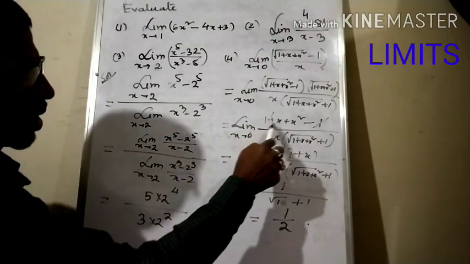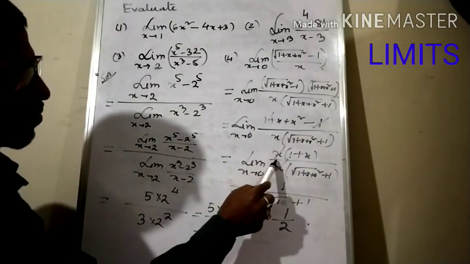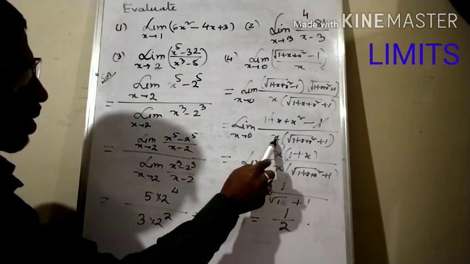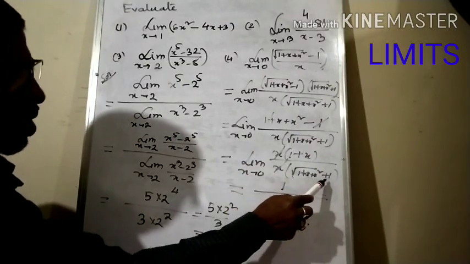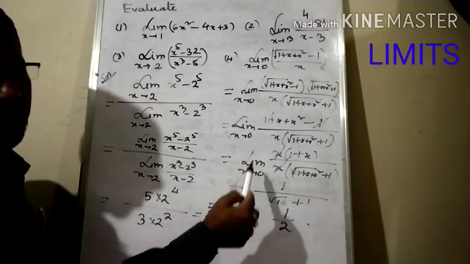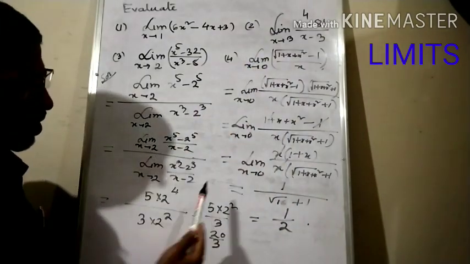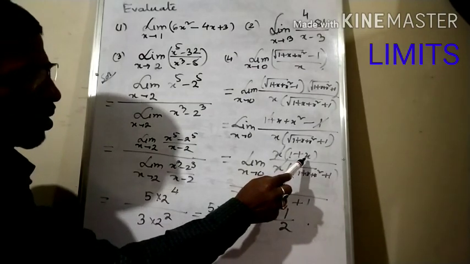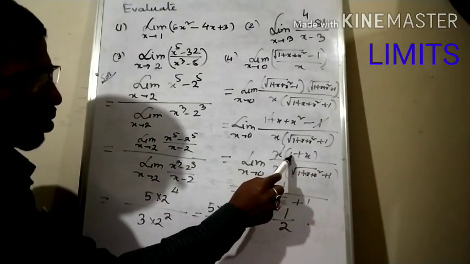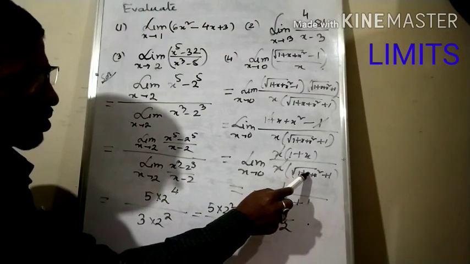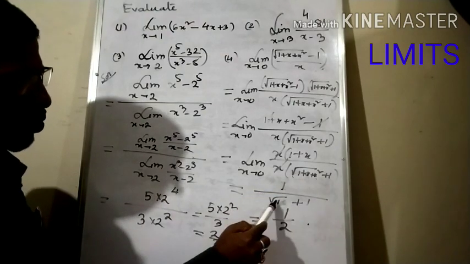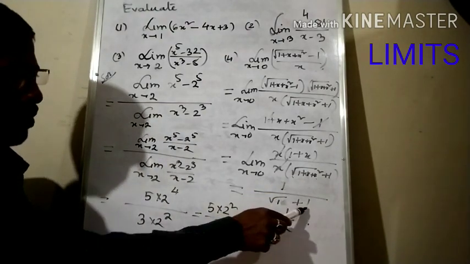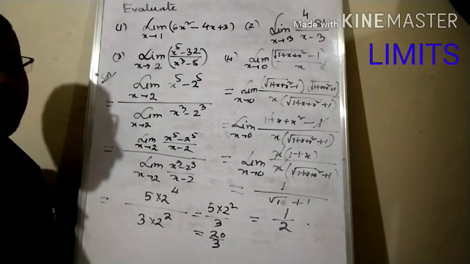So 1 cancels. From x square, if you take x common, it is x by x into root over 1 plus x square plus 1. X cancels, for which the function was undefined, so it goes. Now we can put x equals 0 easily, as the function has a definite value. If you put x equals 0 here, it will be 1 over root of 1 plus 0 plus 1. Root 1 is 1, so 1 plus 1 is 2. So 1 by 2 is the answer. Thank you.